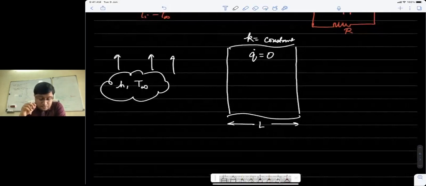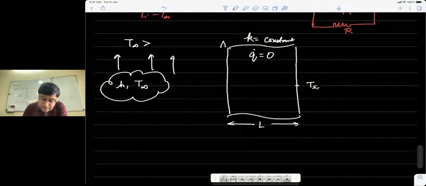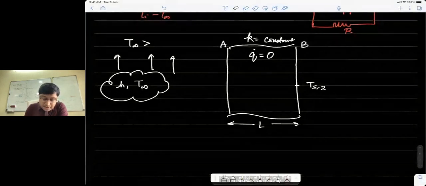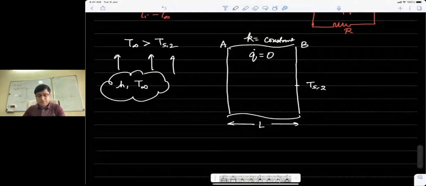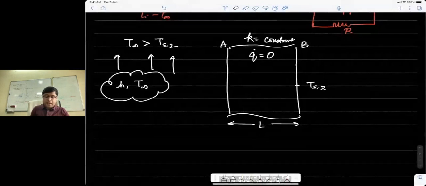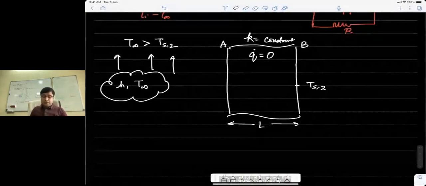Let's say we want to look at the transient response, or rather the steady state response, or the steady state temperature profile in this system, saying that T infinity is more than the back end temperature of the solid. Let's say the solid has surfaces A and B, so the back end temperature is TS2. It won't matter, but I'm just saying it for making an argument. So clearly heat will flow from left to right. If T infinity is more than TS2, we will have heat transfer taking place from the higher temperature to the lower temperature. And we're looking at steady state distribution.